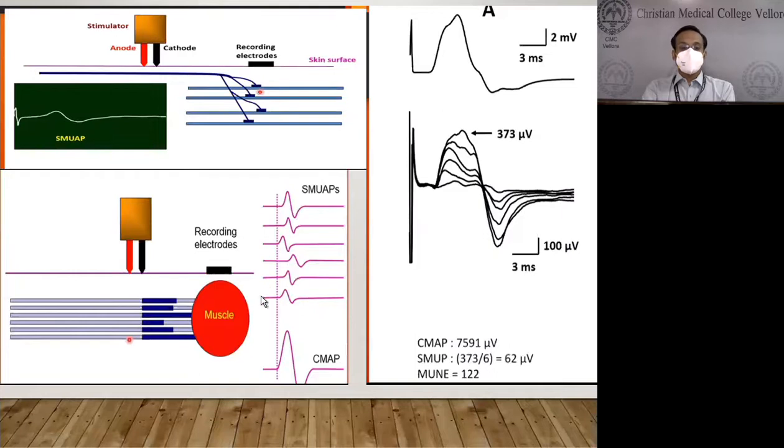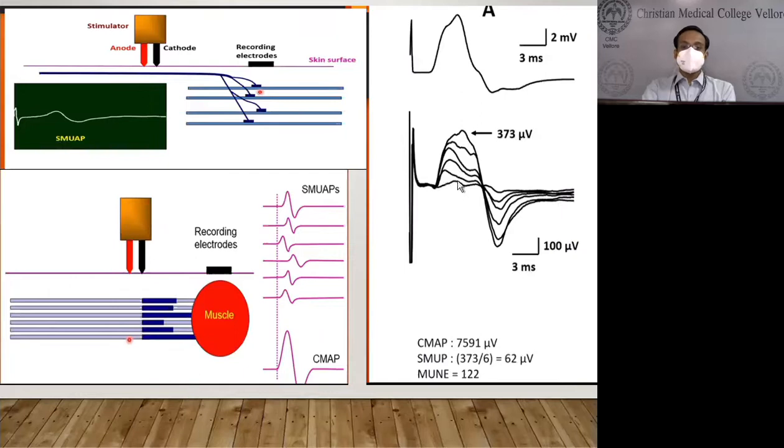In this part of the study, as I've understood, first they do a supramaximal study. For example, for the APB, you get a CMAP, which in this example is around 7.5 millivolts, or 7,591 microvolts. Here, if you look at the display gain, this is 2 millivolts, and this is 100 microvolts. Now we are gradually, incrementally increasing the milliampere current, and you are getting these small amplitudes, and we take an average of such recordings.